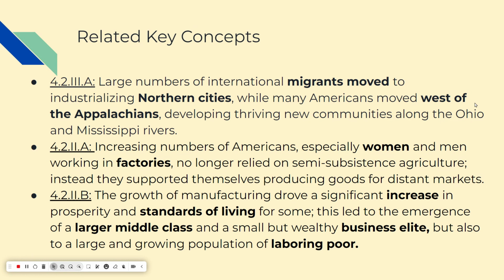And they're producing goods for different distant markets. The growth in manufacturing also drove a significant increase in prosperity and standards of living for some, creating a middle class, but also a small business elite, like the uber wealthy, the millionaires, and now the billionaires, and a growing population of the laboring poor, those still working at subsistence levels, hand to mouth.